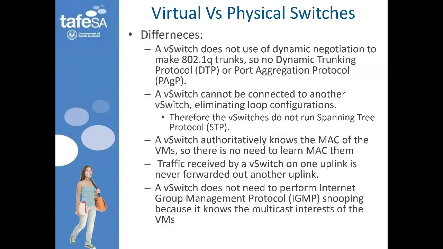Traffic received by the virtual switch on one uplink is never forwarded out of another uplink. Remember we had the two network cards? They might be plugged into the same switch or the same physical network. So if they receive out of this into this port, they never send it out of another one. So you can't cause loops.